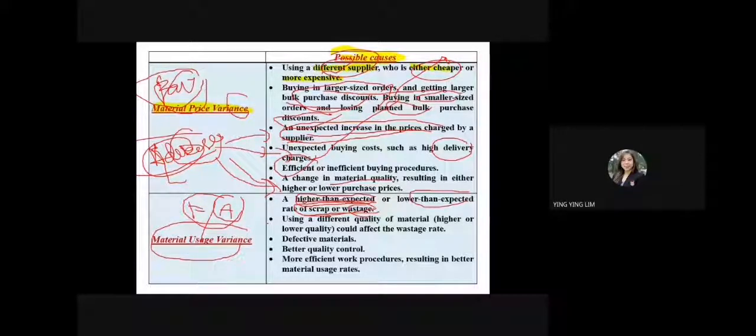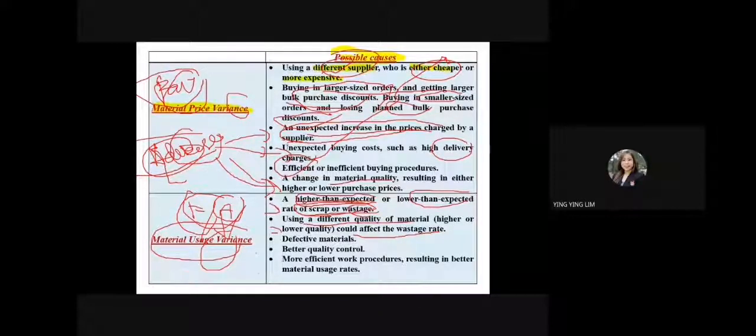Then the second point, using a different quality of material, whether higher or lower quality, could affect the wastage rate. If I'm using a lower quality material, it is harder to handle, so the wastage is higher than expected. That variance will be adverse material usage. If it is favorable, then it will be using a higher quality material. It is easier to handle, so there is lesser wastage caused in favorable material usage. So these are the 2 points.